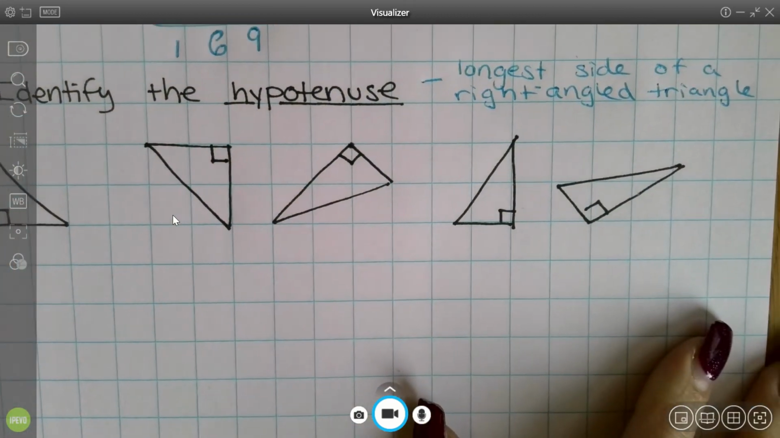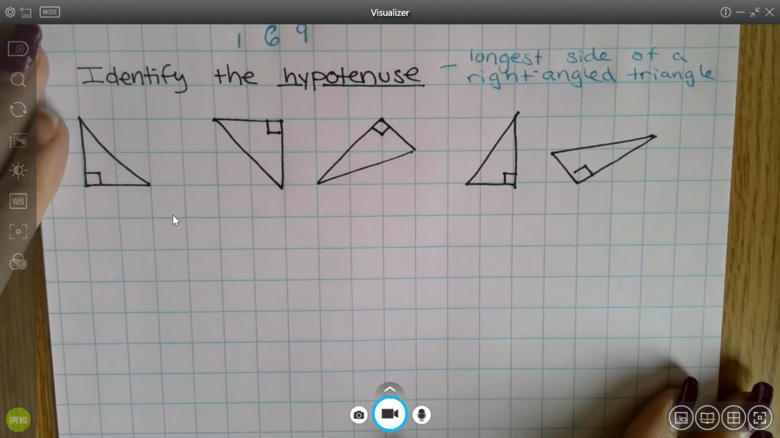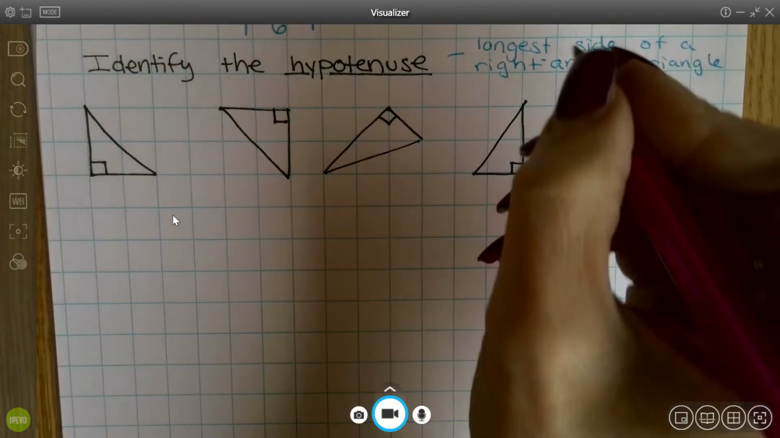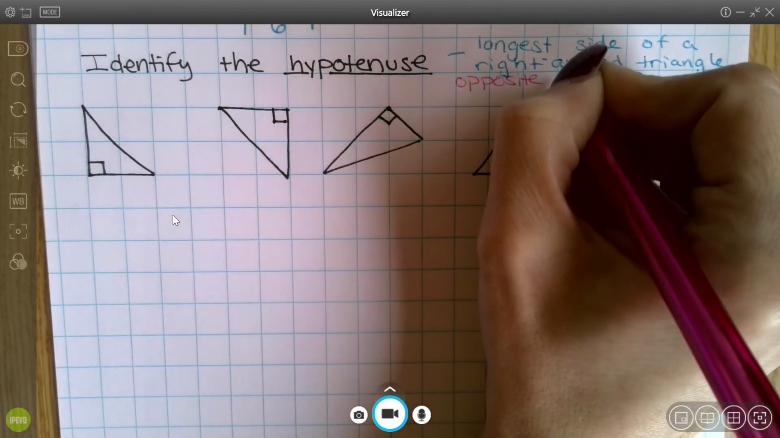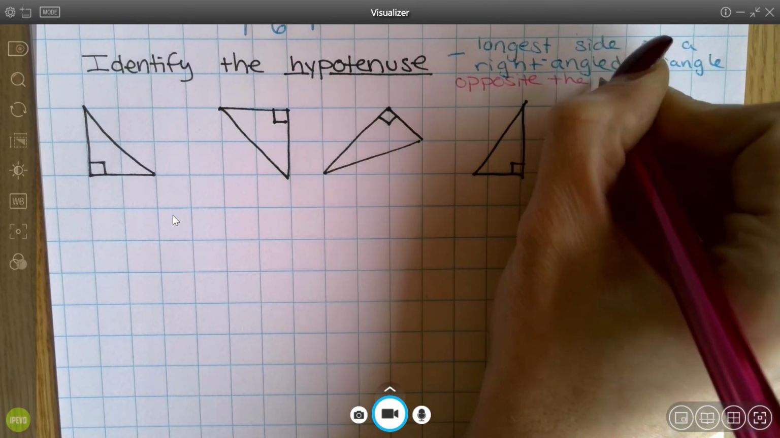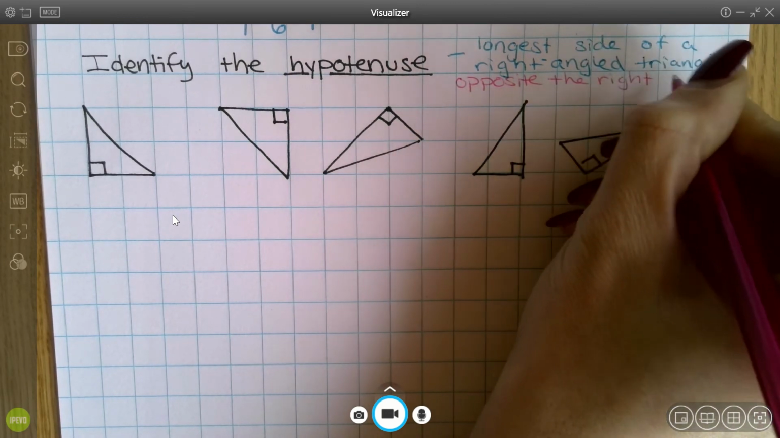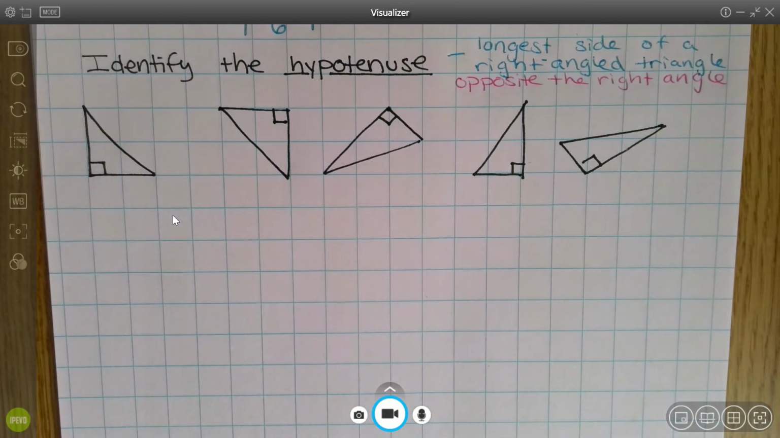Let me get that on the screen there for you. A right-angled triangle. There you go. And it is always opposite the right angle. So go ahead and sketch these triangles into your book and see if you can identify the hypotenuse correctly. Again, pause the video and then carry on when you're done.